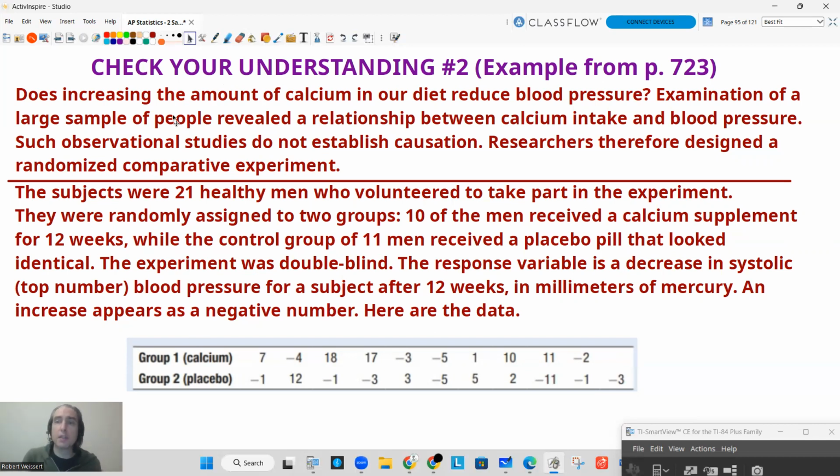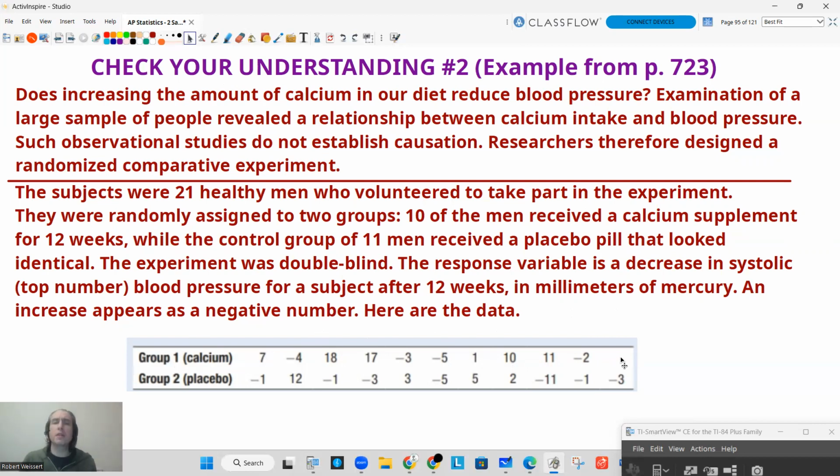The response variable is the decrease in systolic top number. The systolic blood pressure, which is the top number here, for the subject after 12 weeks in millimeters of mercury, which whatever that is. An increase appears as a negative number. Here are the data. So here are your group 1 for calcium.